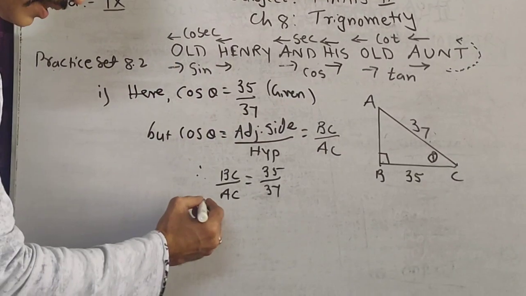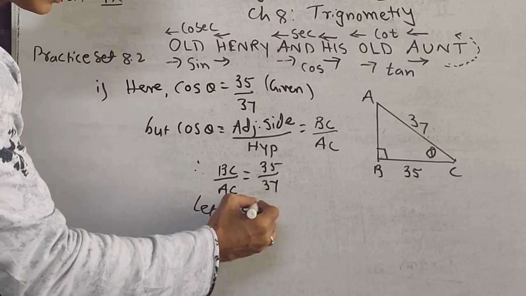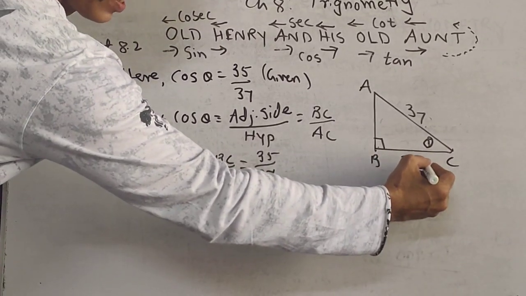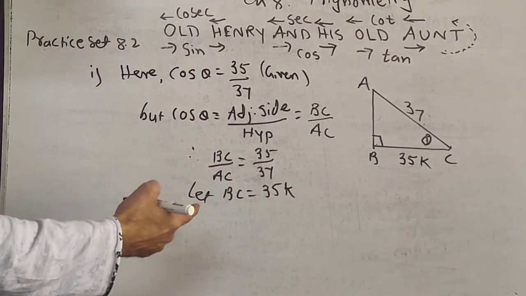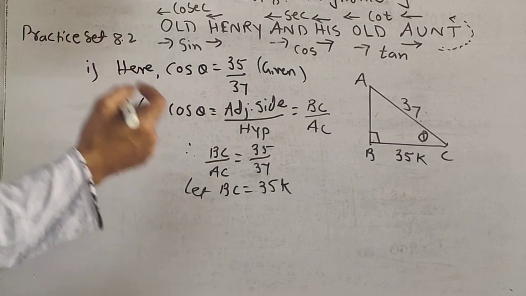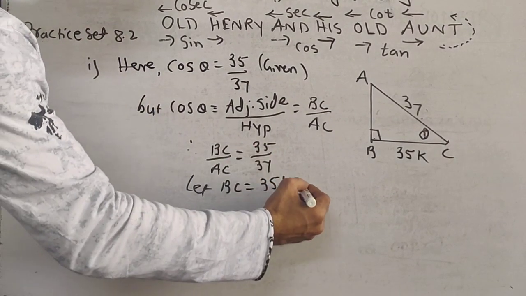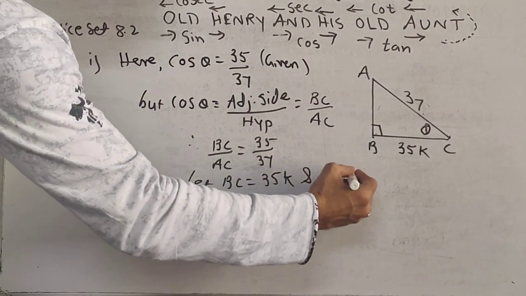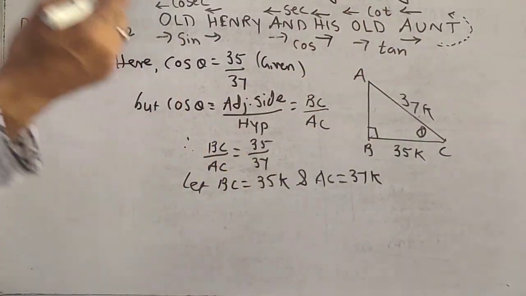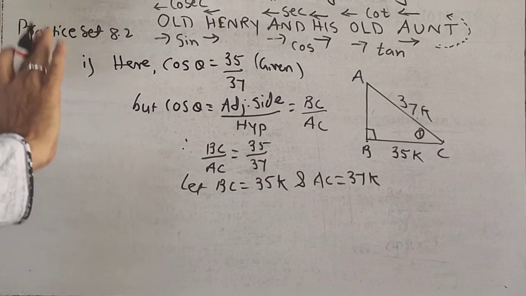So first we write, let BC be equal to 35K. We have to assume in K because it is a ratio, so there is a common multiple for both. So let BC be equal to 35K and AC be equal to 37K. You have to assume in K. K will get cancelled, don't worry about K.